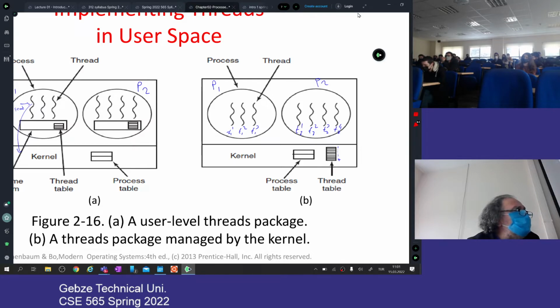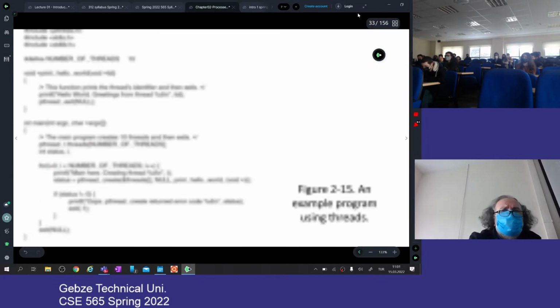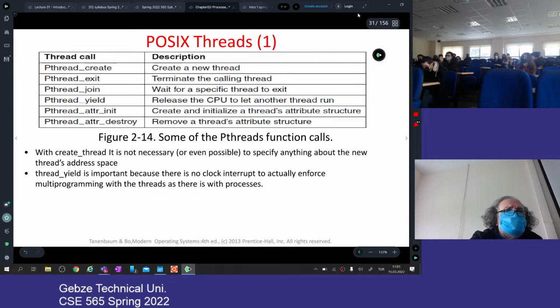Well, as a programmer, I actually don't care how it is implemented. I am just calling these functions, and some of these functions result in a system call. Some of them don't. I mean, is that your point? As a programmer, I have to write my program differently for the kernel level threads. Is that what you're saying? No, but maybe system calls can be less efficient. Yeah, exactly.